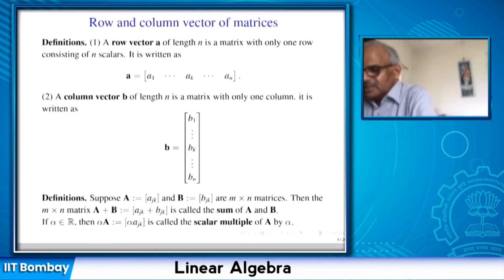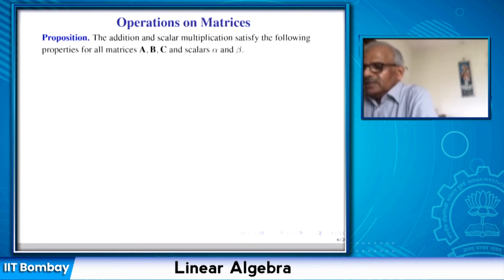We can add matrices of the same size. We can multiply a matrix by any scalar and get a scalar multiple of the matrix. These operations on matrices are inspired by operations among vectors. We can add vectors and we can take a scalar multiple of a vector, so we can do the same thing with matrices.